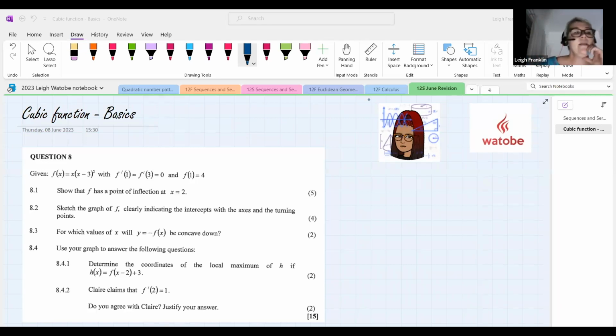All right, so in this particular question, they give us f of x equals x times (x minus 3) squared, with f prime 1 equals f prime 3 equals 0, and f of 1 equals 4. Okay, so some of this information that they've given us here is perhaps a little bit cryptic. When we see f prime 1 equals f prime 3 equals 0, what are they trying to tell us? What does that information mean?